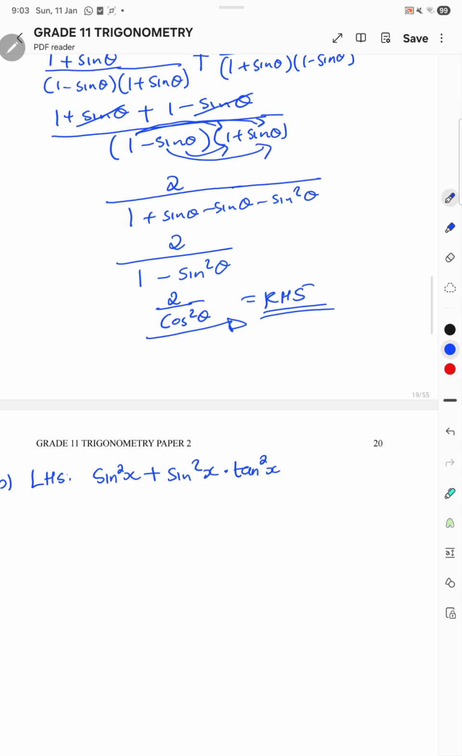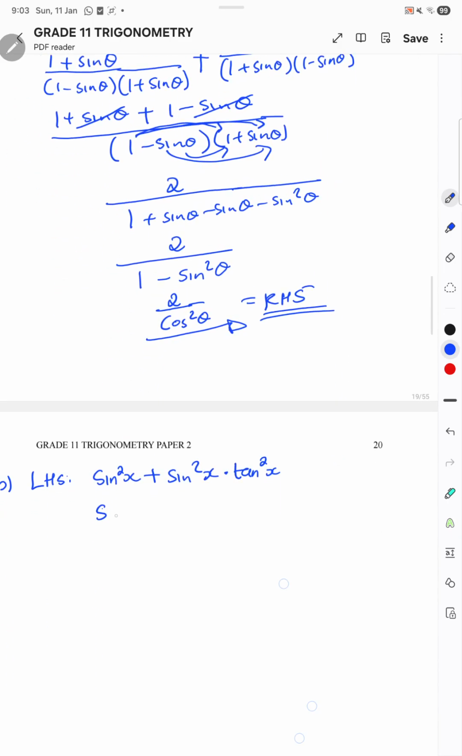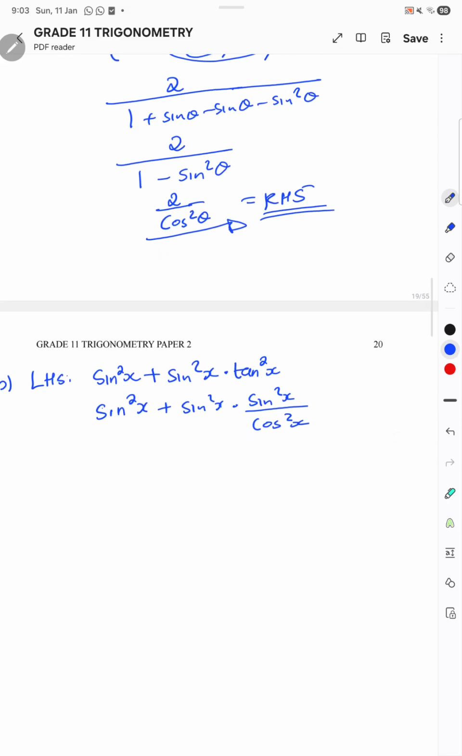So the first thing that I will do here, remember like we did in part 1, we change the tan. This will then be sine squared x plus sine squared x times sine squared x over cos squared x. Are we clear with that one? Now, because it's a fraction, this is one thing, right? It's one thing. This is another thing. So cos squared x is the LCD. So LCD equals cos squared x.